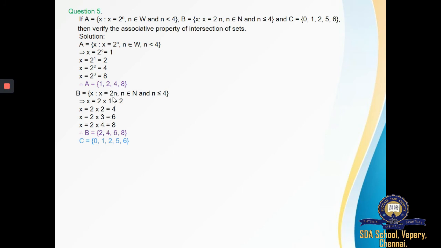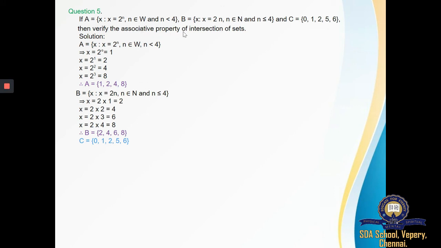I have to substitute in the place of n 1, 2, 3, and 4, and then multiply to get back these answers. 2 into 1 is 2, 2 into 2 is 4, 2 into 3 is 6, 2 into 4 is 8. So this is my set B. 2, 4, 6 and 8 I have got. C is already given to me.